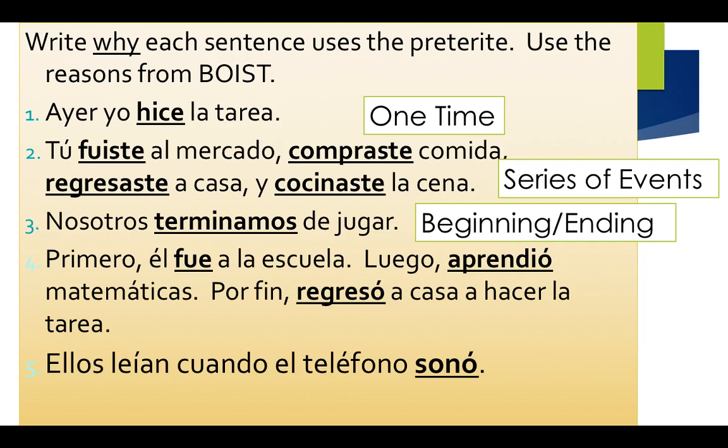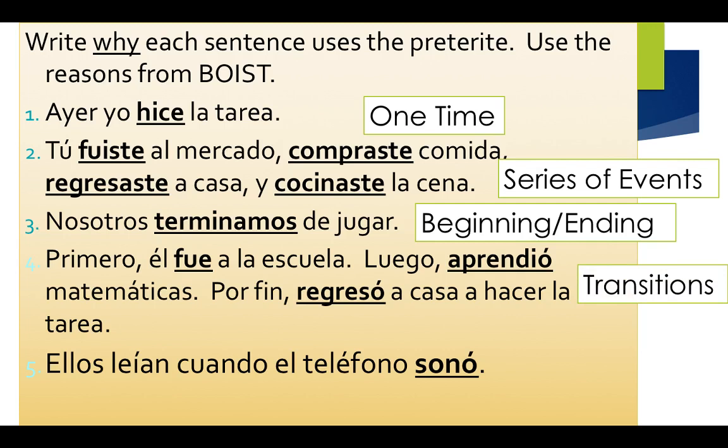Number four, primero, él fue a la escuela, luego aprendió matemáticas, y por fin regresó a casa a hacer la tarea. So first, he went to school, then he learned math, and finally, he returned home to do his homework. Why are we using the preterite here? Well, there's two things you could say. You could say it's a series of events, because it is. You also could say it's transitions. There's a lot of transitions here. Primero, luego, por fin.